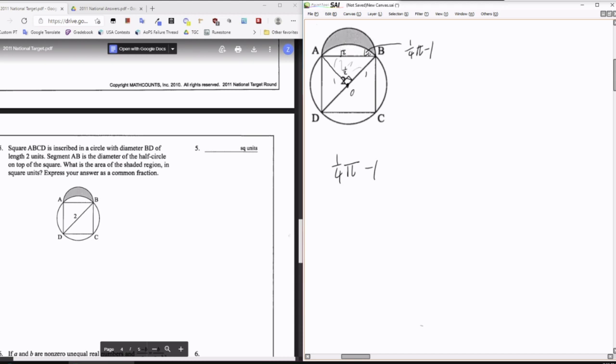The area of the bigger semicircle is square root of 2 over 2, that's the radius, squared, times pi over 2. That ends up being pi over 4. So AB, this big thing, is 1/4 pi. Now we just have to subtract this part right here: minus 1/4 pi minus 1. So these two cancel out, and we're left with 1 as our answer. 1 square unit.